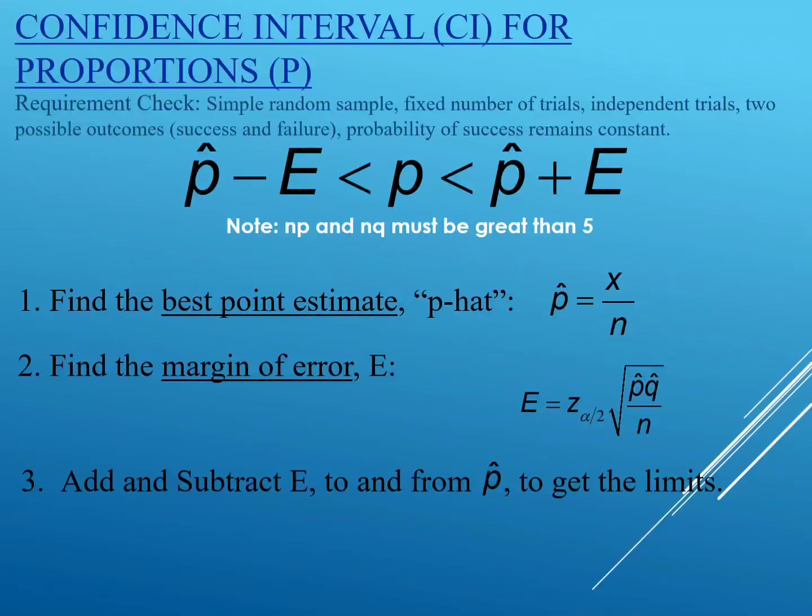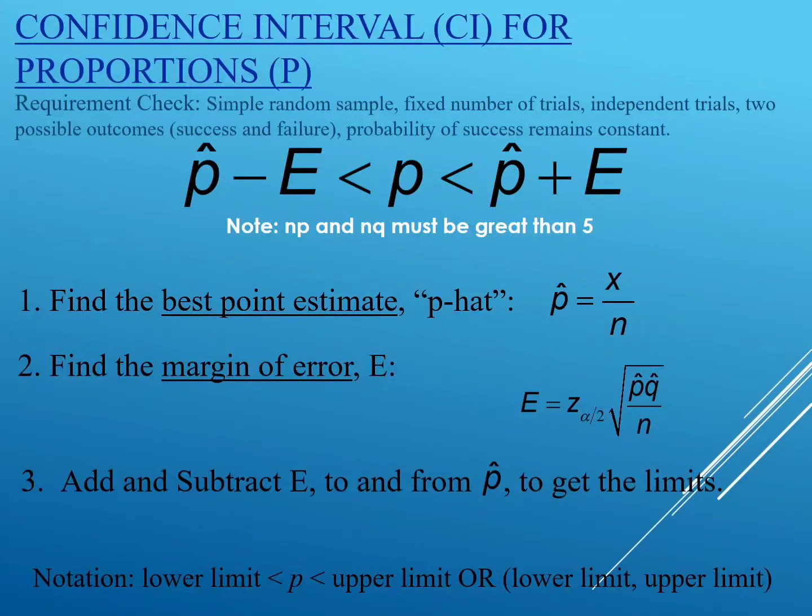And keep in mind that this is a binomial distribution, so np and nq must be greater than 5 for us to solve this problem, or for us to create this confidence interval. Notation: lower limit, upper limit, as in p hat plus E is the upper limit, p hat minus E is the lower limit of my confidence interval.